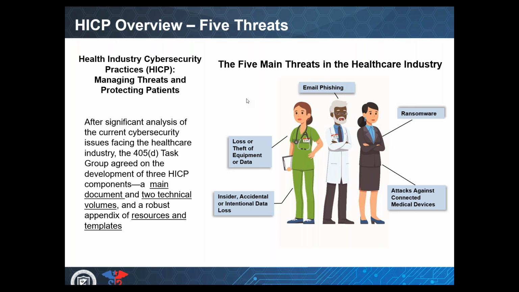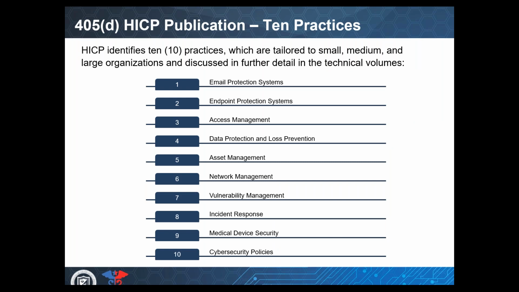And so that's the difference in the need for the 2 technical volumes, whereas the main document is really kind of a universal document that just talks about these threats, what they are, what they look like, why it's important for all healthcare professionals to pay attention to these threats, and not just IT, right? This is not just an IT problem. And again, there's also resources and templates made available by the group for practitioners to use as well. So those are the 5 threats.